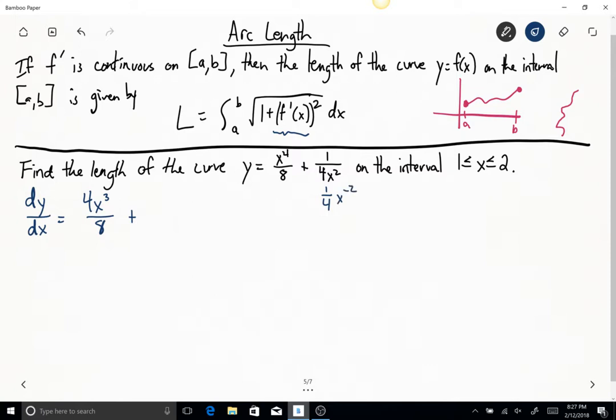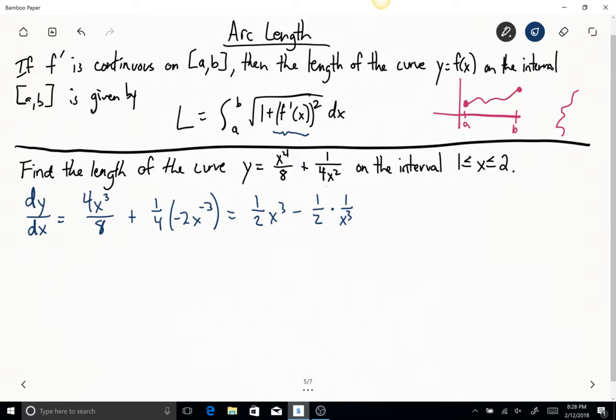So notice that becomes 1/4 times negative 2x to the negative 3. Okay, just to brush that up a little bit, because all we were using was the power rule on the derivatives. We have 1/2 x cubed plus, well, actually it becomes a minus. Minus 2 over 4 is 1/2, so minus 1/2, and then this is times 1 over x cubed.